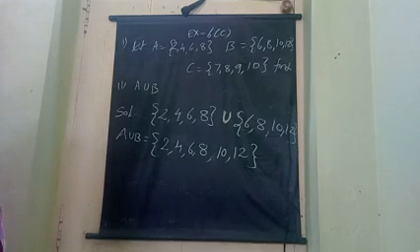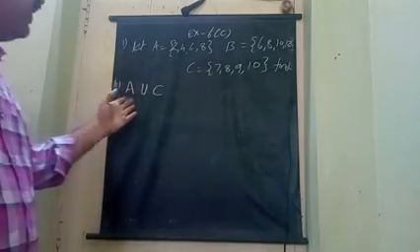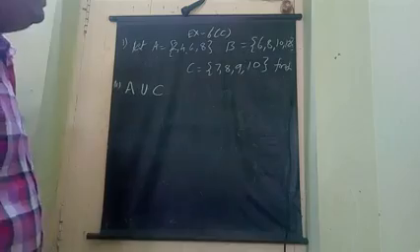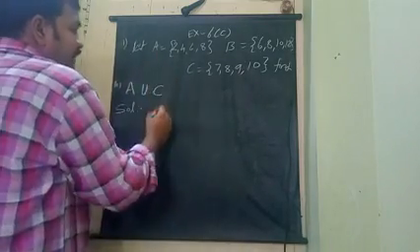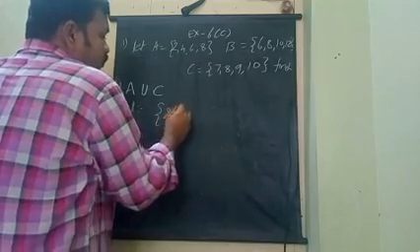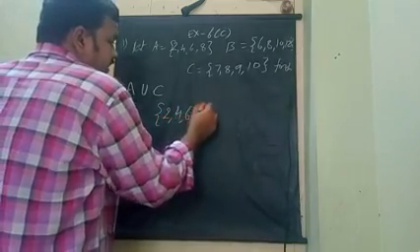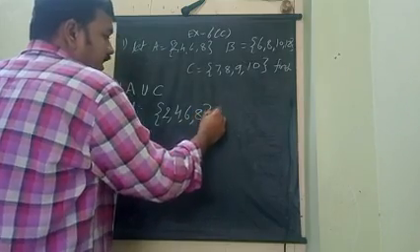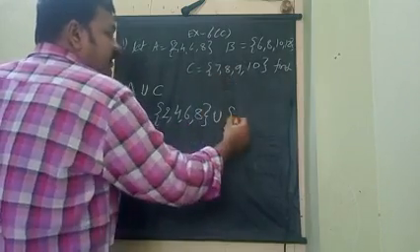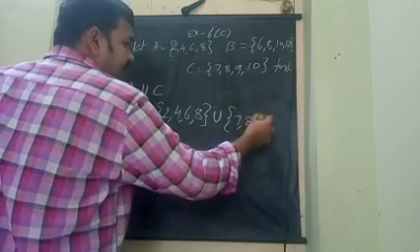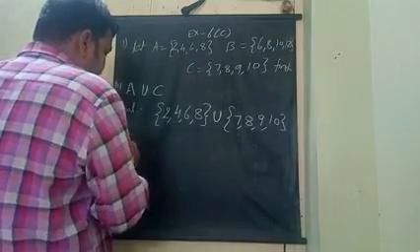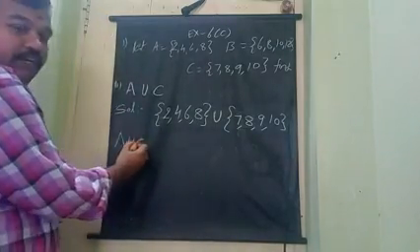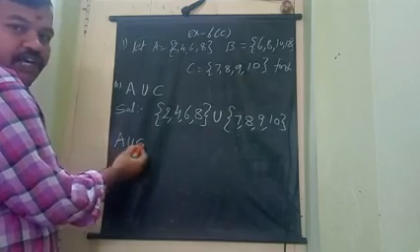So here is another sum. The next sum is given as A union C. The solution I am writing. First one is A. The elements of A are 2, 4, 6, 8. What are we doing? Union. And the elements of C are 7, 8, 9, 10. We write A union C.